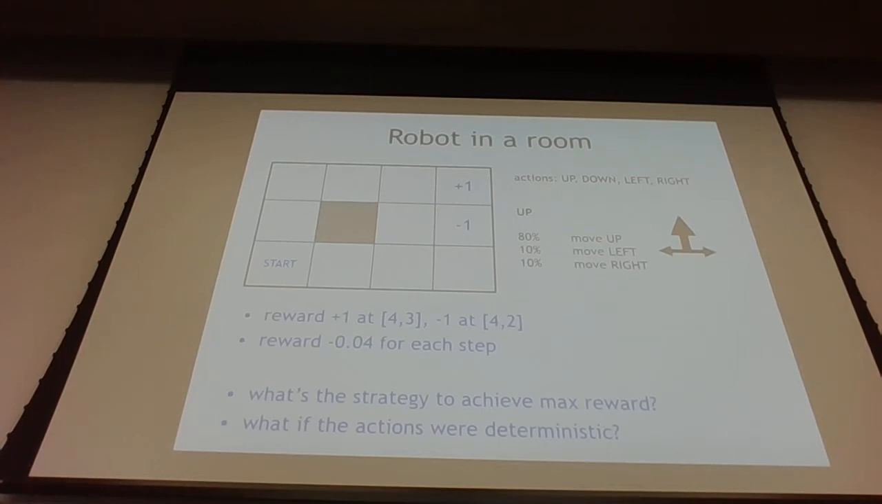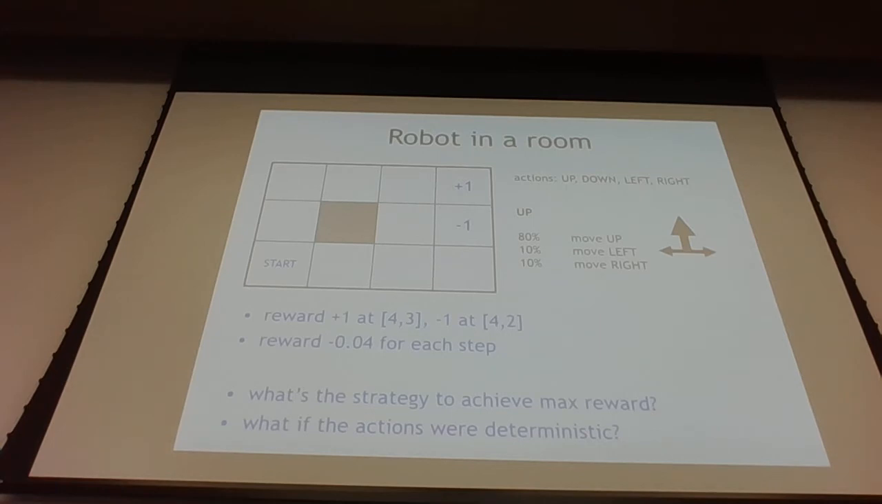So the move action. Move is an action. If you take that move action, then what is the probability that you will move up, left, right? Maintaining your direction is 80%, and if you want to move left or right, that is 10% each.